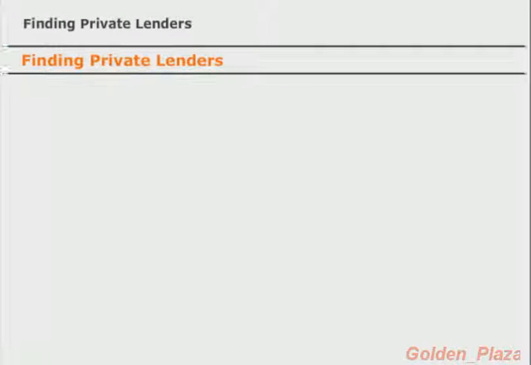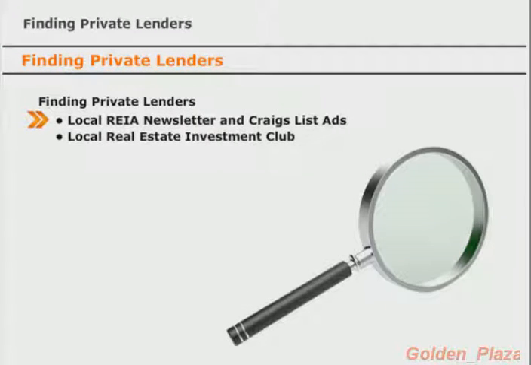From time to time, you will find private lenders who are advertising that they are looking for deals to invest in or have money to lend. And finally, you can network at local real estate investment or landlord clubs or at the Chamber of Commerce or entrepreneur clubs to find private lenders.